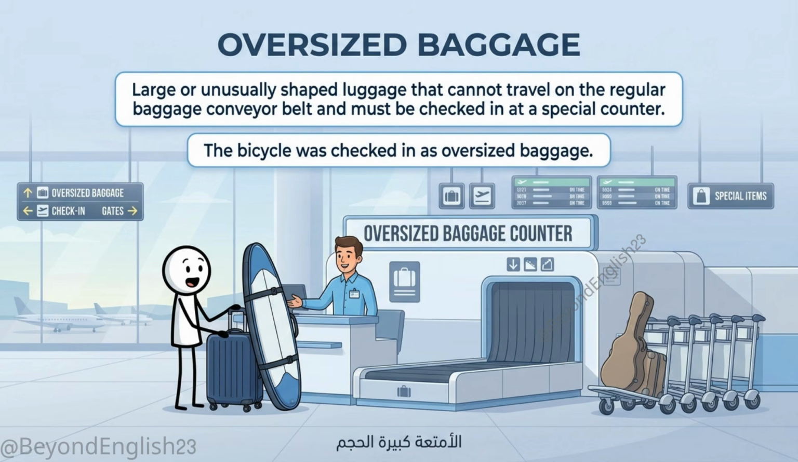6. Oversized baggage. Oversized baggage is luggage that is larger or heavier than the normal size limits allowed by an airline. Items such as sports equipment, musical instruments, or large boxes may be considered oversized baggage. Example: passengers must check in oversized baggage at a special counter.